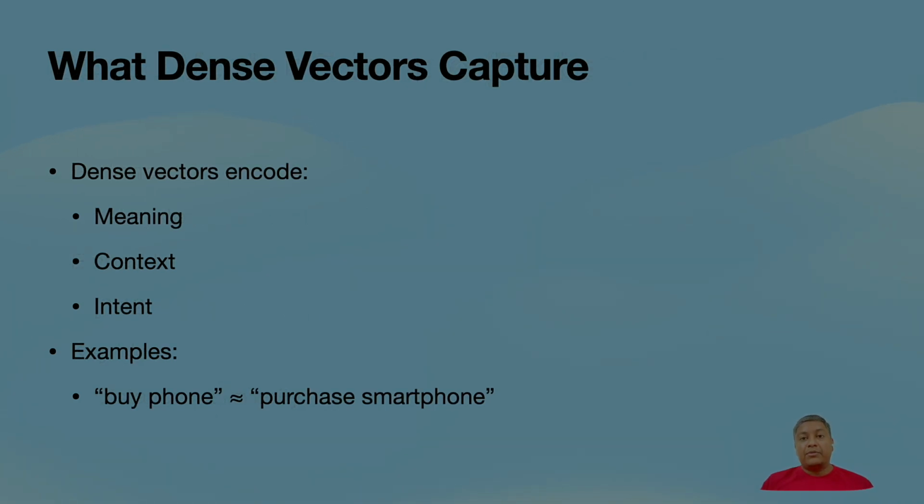Dense vectors capture meaning, not just keywords. They understand context, intent, and relationships between words. That's why phrases with similar meanings end up close together in a vector space, even if the words are different.